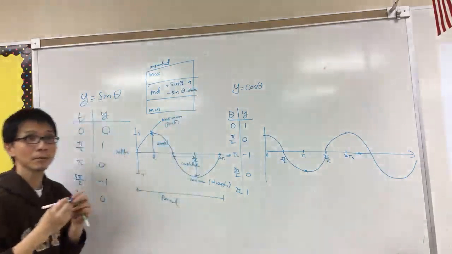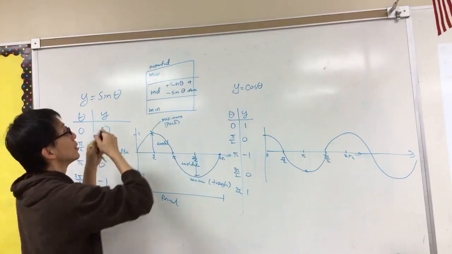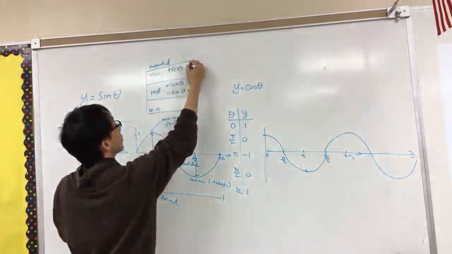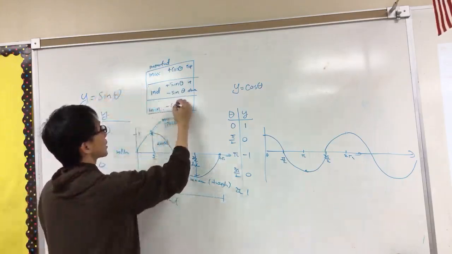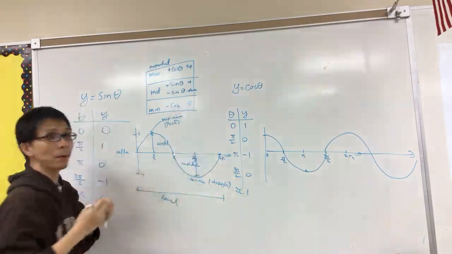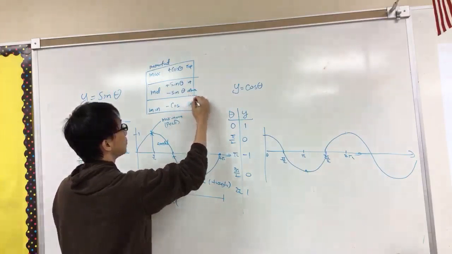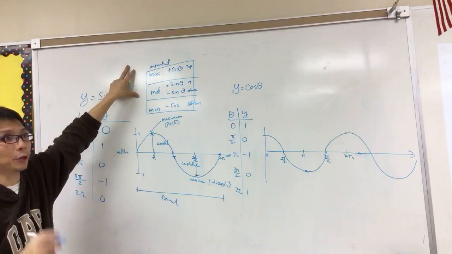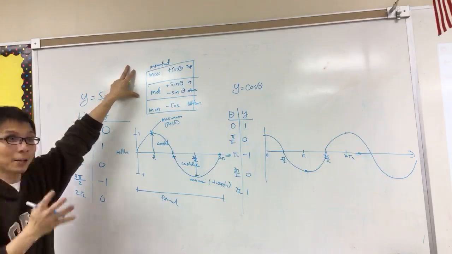Does that make sense? Now cosine usually starts at the top. So it's at the top, and it's going to go down. And the negative cosine is going to start on the bottom, and it's going to go up. So remember, this chart is going to help you when you graph sine and cosine later. Okay? Are we okay so far?